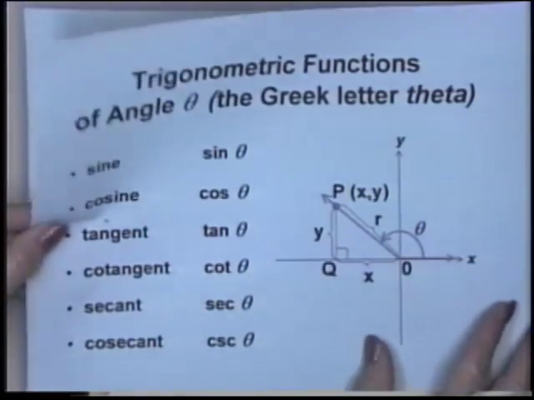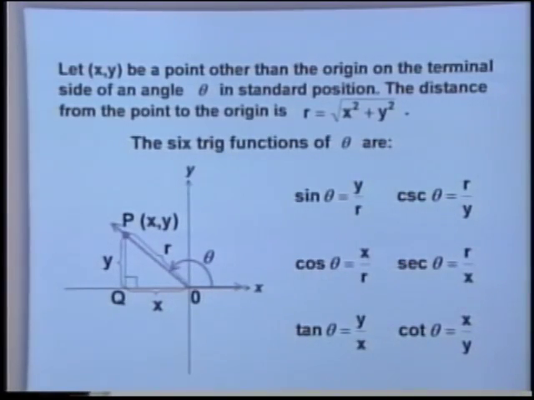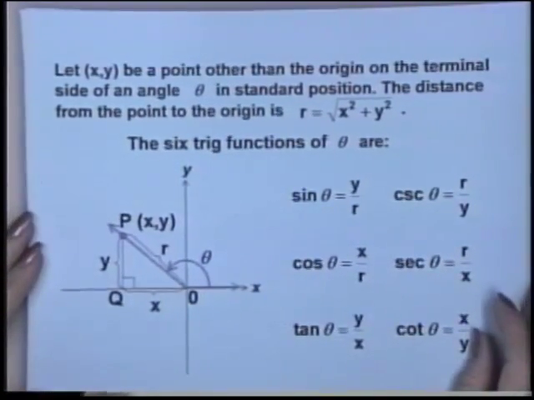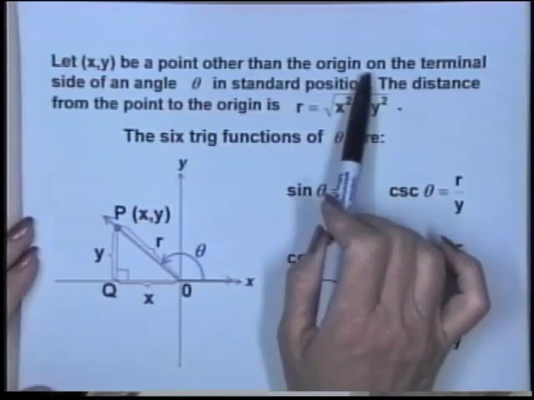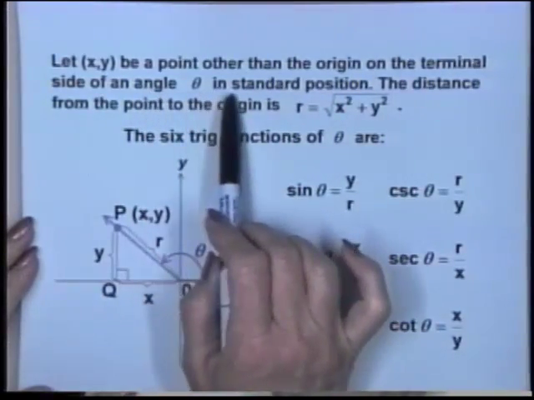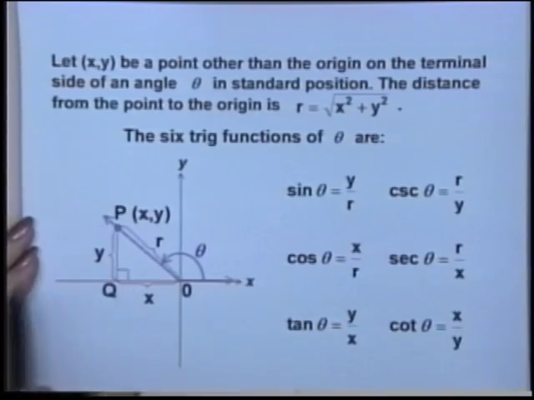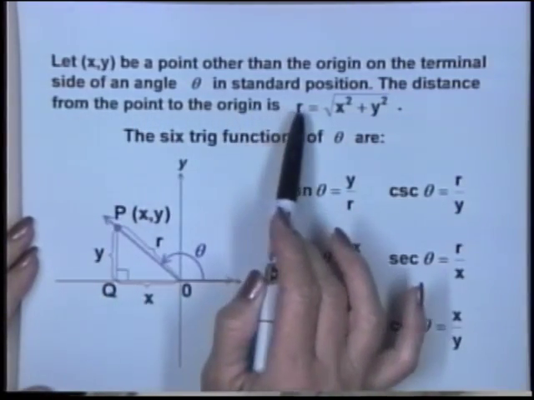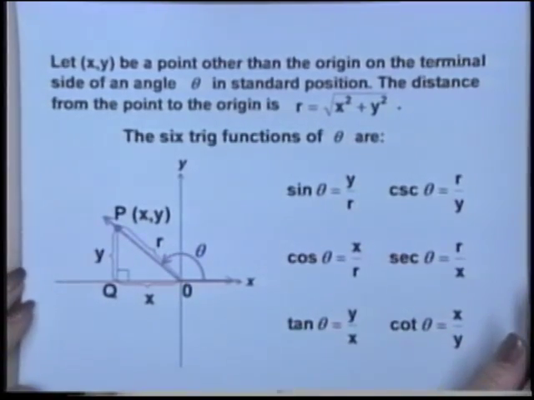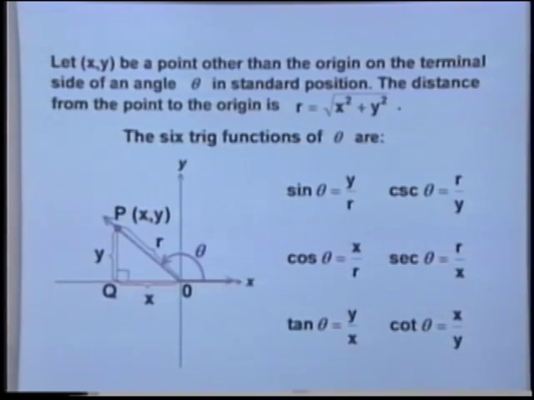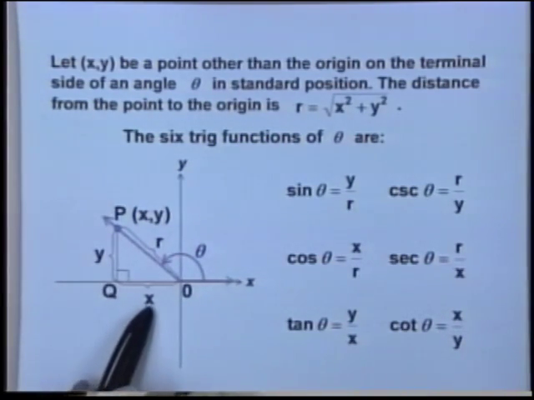Now, what do we mean by these functions? Well, let's understand what the rules are here. First of all, (x, y) has to be a point other than the origin on the terminal side of an angle theta in standard position. The distance from the point to the origin is r, and r equals the square root of x squared plus y squared. We define the 6 trig functions as ratios. They are the 6 different ratios that you can get by using x, y, and r.